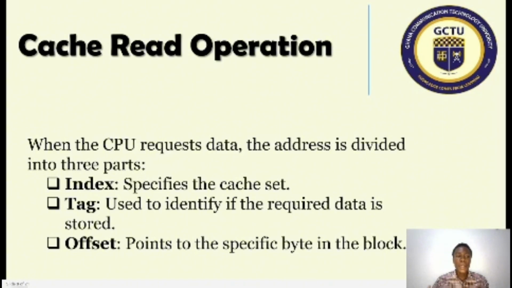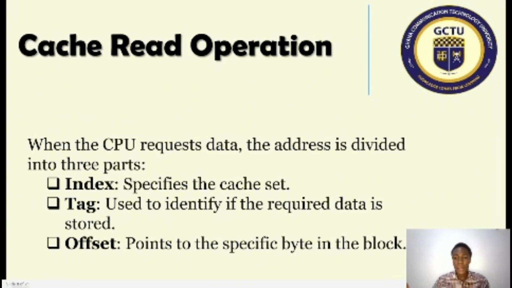If the tag matches, it's a cache hit. If not, it's a miss. So we have the cache hit and the cache miss. The offset, the last one, points to the specific byte in the block. Once the correct block is found, the offset tells the CPU exactly where the data is inside that block.